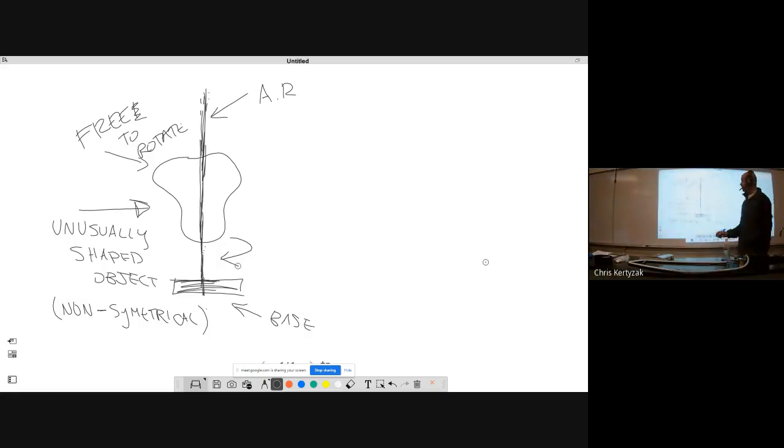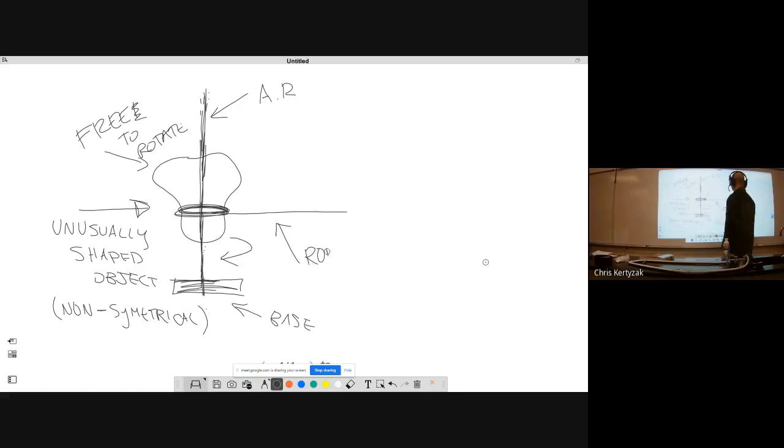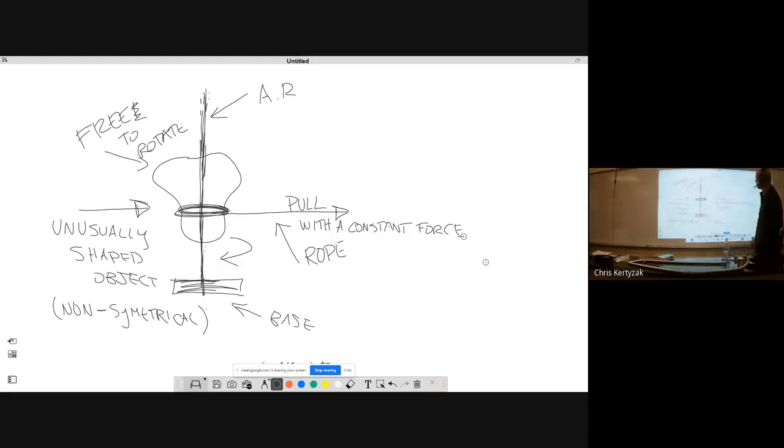Then what you would do is take a rope and wrap it around. In fact, now that I think about it, this is probably not the best way to do it. It would probably be better to do this sideways, though you could do it either way. You would pull the rope with a constant force. As you pull this rope that's been wound around it, it will start to rotate.